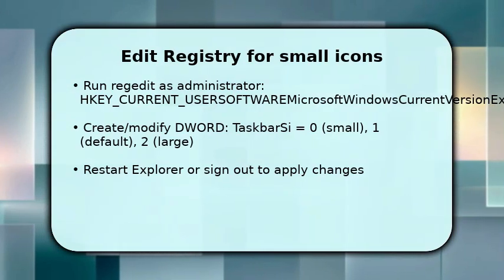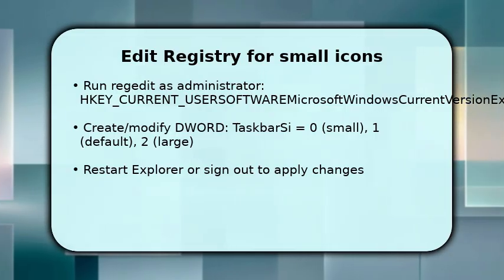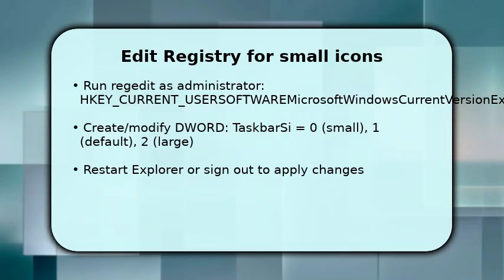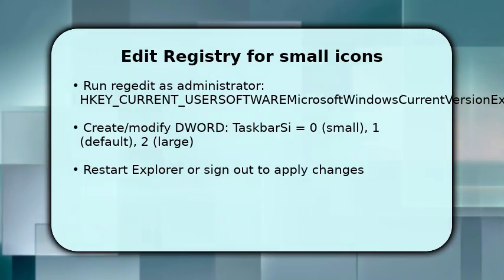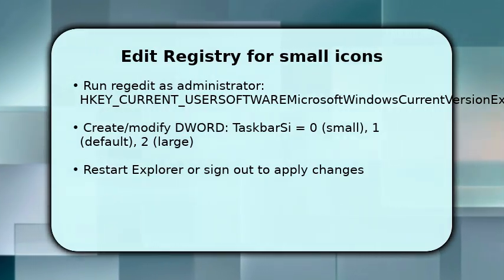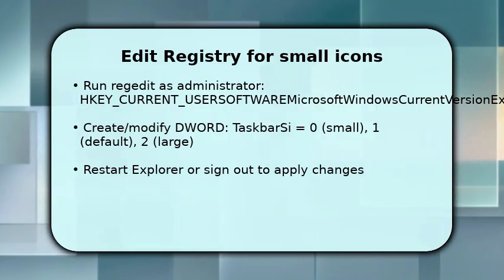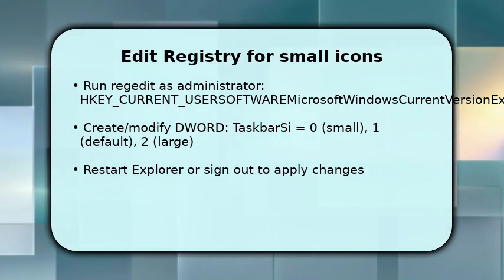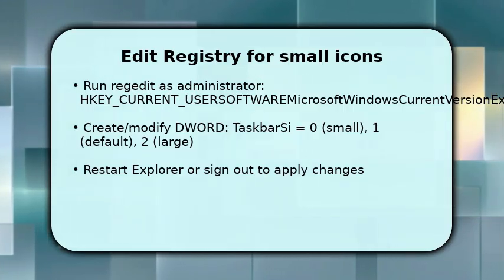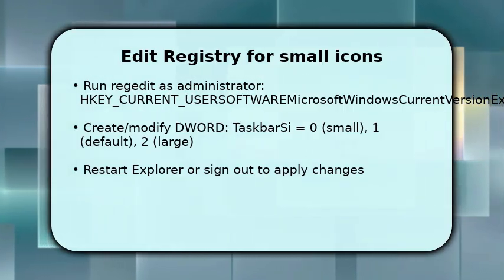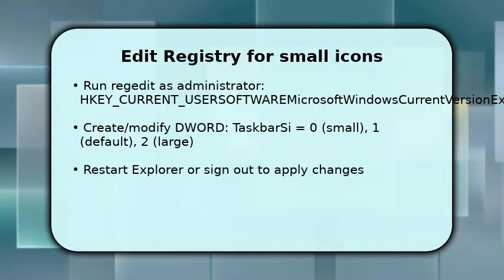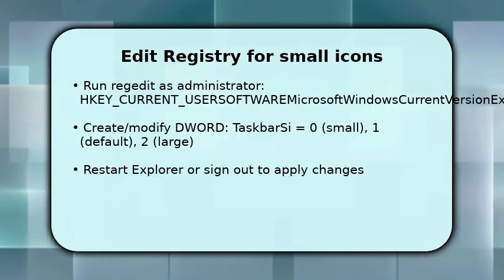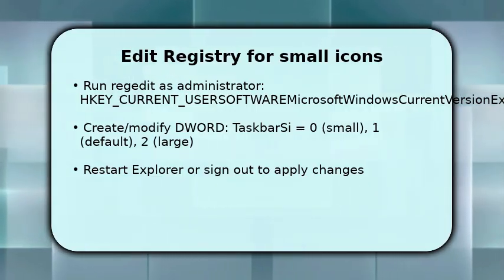You'll now change the setting that controls taskbar size. First, open Registry Editor and navigate to the advanced key shown on screen. Once there, create or edit the word named TaskbarSi and set it to 0 for small icons, 1 for default, or 2 for large. This numeric approach is precise and reversible. After saving, restart Windows Explorer or sign out to force the change. Make sure to double-check the key path and value to avoid accidental edits elsewhere in the registry.